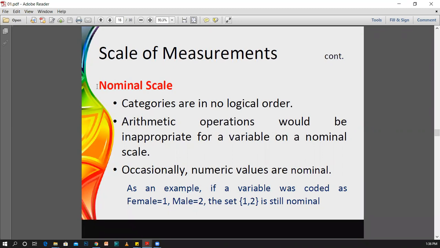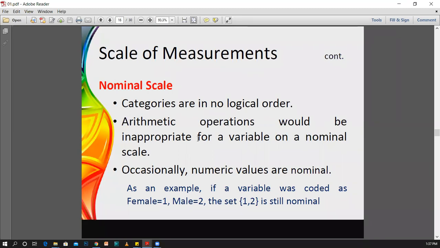If you are considering the nominal scale, the categories do not have any logical order. If you have gender, you may have the values male and female. Can you make it in ascending or descending order? There is no such logical order there. You can just have two categories, males and females. And arithmetic operations would be inappropriate for a variable on the nominal scale.